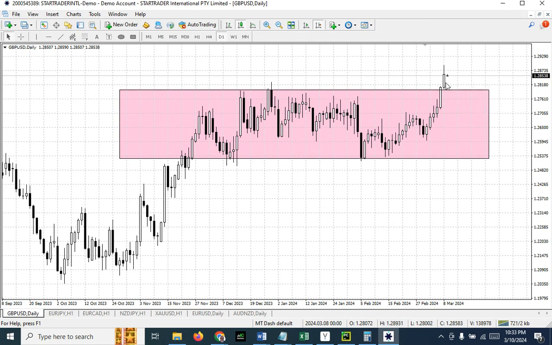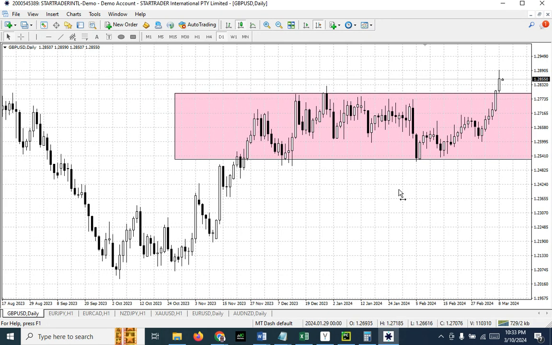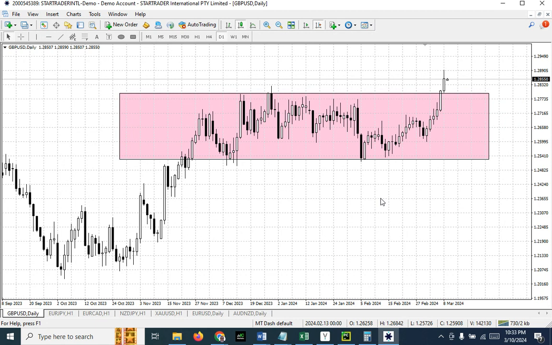So, this rejection is not a very strong one, because you can see that the momentum the bulls put into the market was quite overwhelming. So chances are that this market may still continue the upward trajectory. So what are we going to do here?